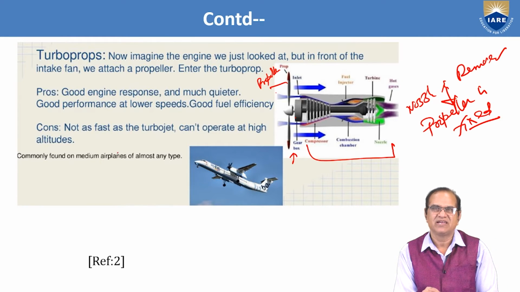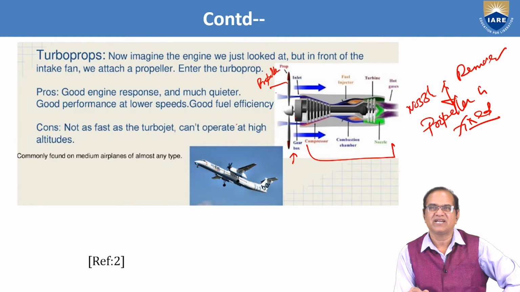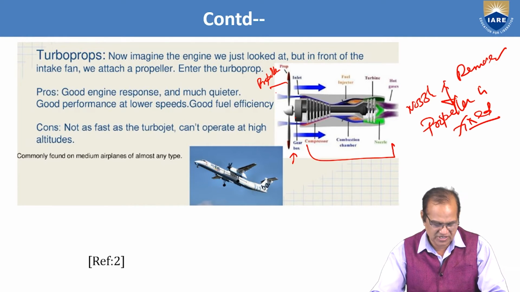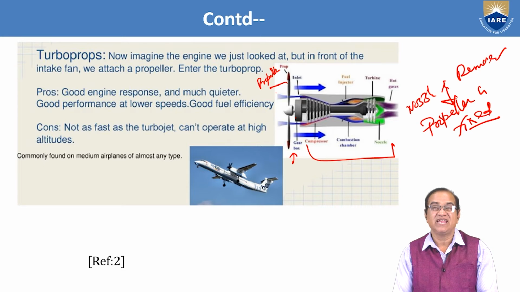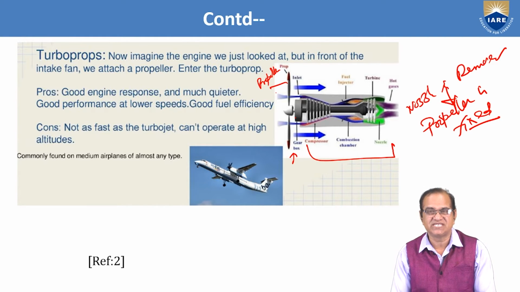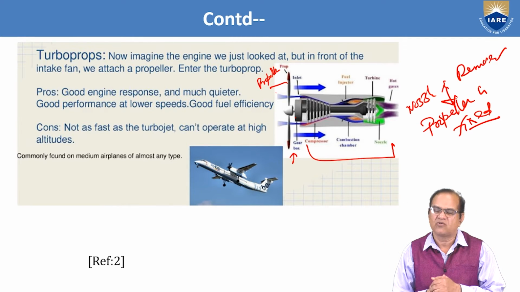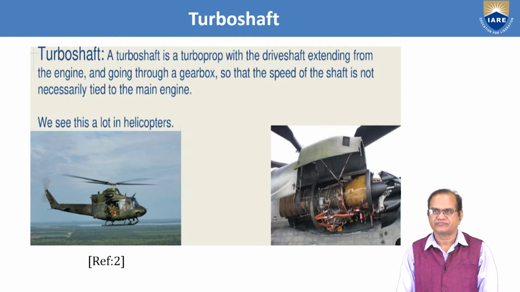What are the drawbacks? Not as fast, the speed is not that high. It can't operate at high altitude, and it is not good for high altitude operation. Commonly found on medium airplanes of almost any type. These are still used in many aircraft because they have better fuel efficiency. Most commercial aircraft flying at a low altitude, where the range requirement is also less, use turboprop engines.